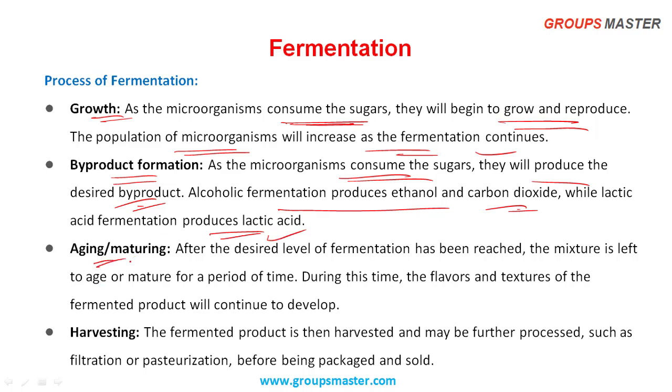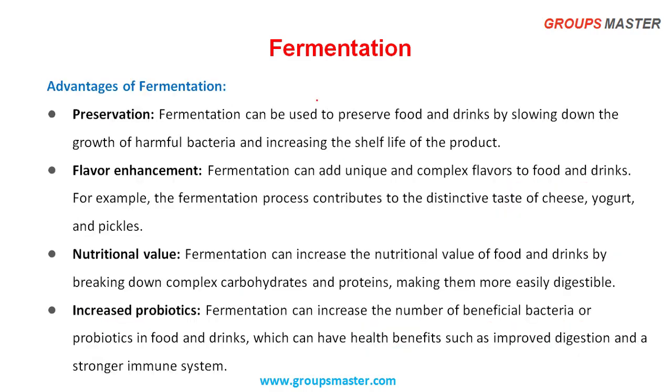Next step in the process is aging or maturing. After the desired level of fermentation has been reached, the mixture is left to age or mature for a period of time. During this time, flavors and textures of the fermented product will continue to develop. Next step is harvesting. The fermented product is then harvested and may be further processed such as filtration or pasteurization before being packaged and sold. ఈ విధంగా ప్రాసెస్ ఆఫ్ ఫర్మెంటేషన్ ని ఎక్స్ప్లెయిన్ చేయొచ్చు.